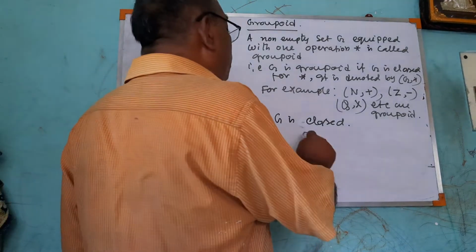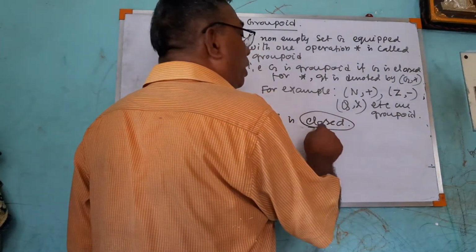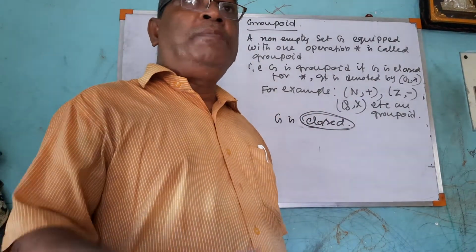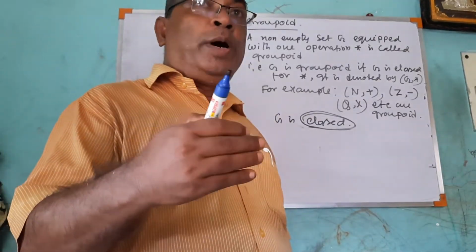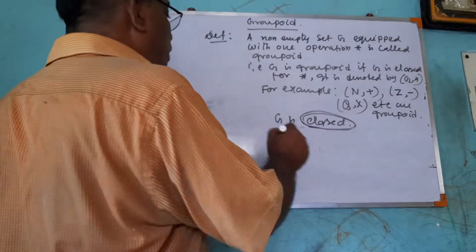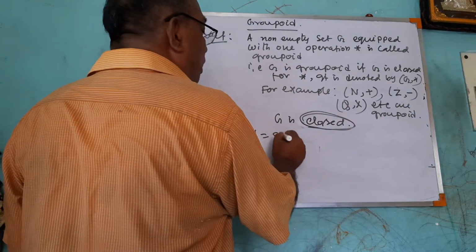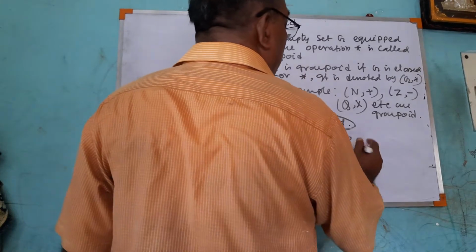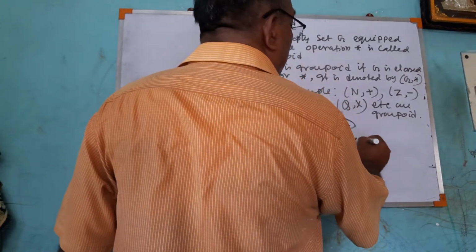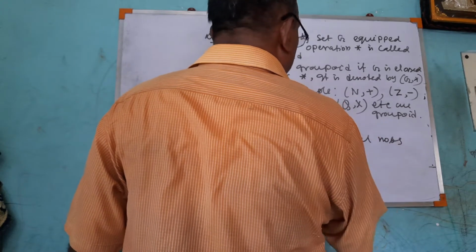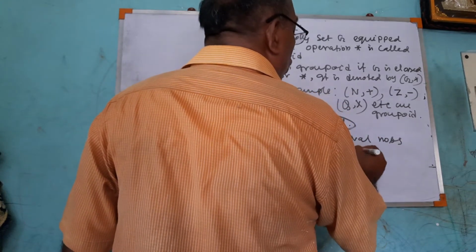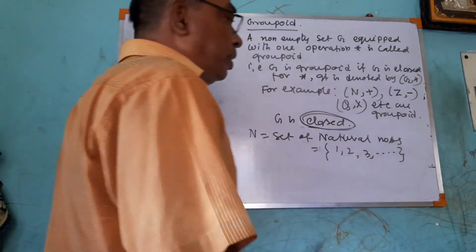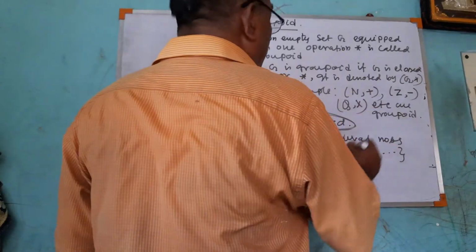So what do you mean by closed? This is a very important thing. If G is a non-empty set and G is closed, then it is called a groupoid. For example, suppose N is the set of natural numbers, that is 1, 2, 3, and so on. Now I have taken the set of natural numbers with plus.